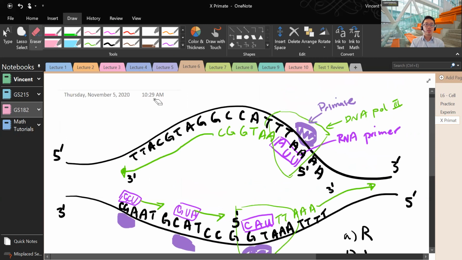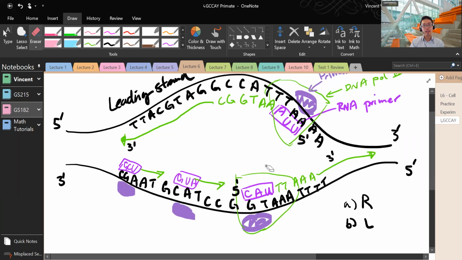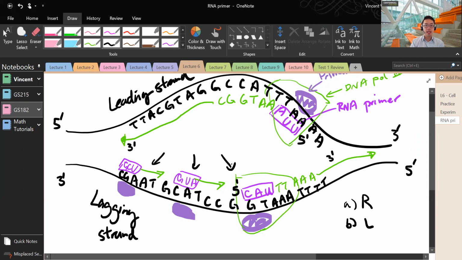Okay, so this top strand that is being produced continuously, we call that the leading strand. And then over here, the strand that is being synthesized in fragments, we call that the lagging strand. Okay, and these fragments of DNA, those are Okazaki fragments.